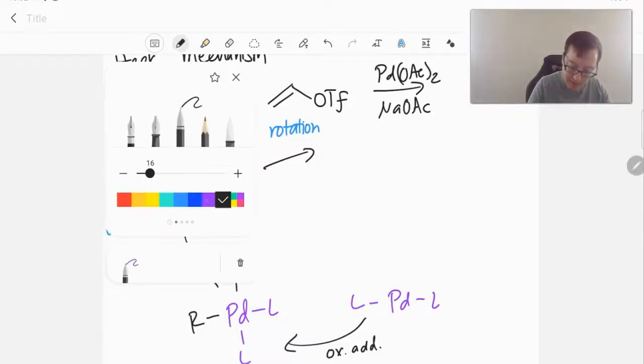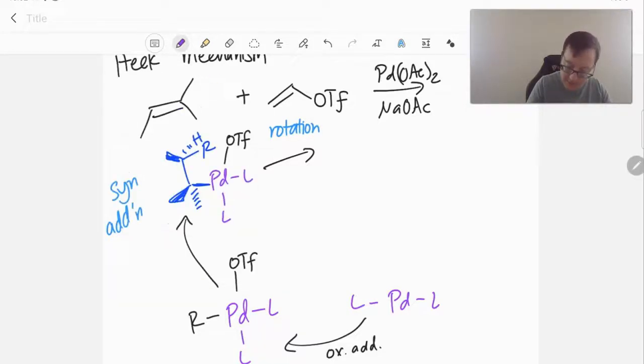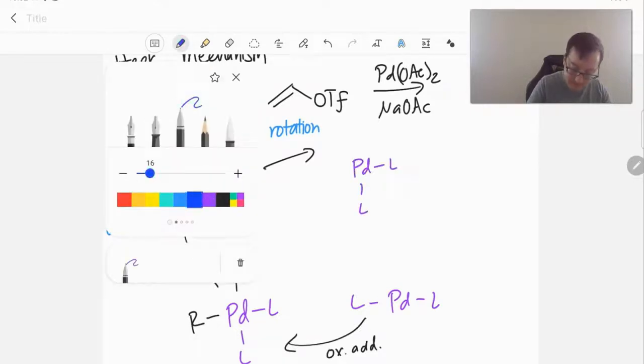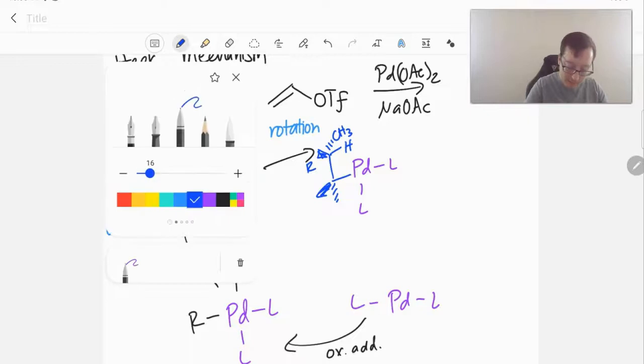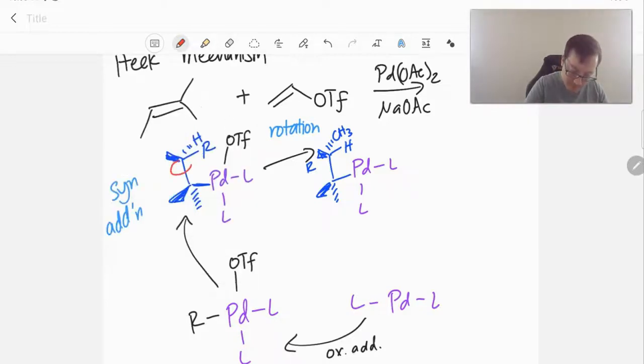So our palladium here, we'll copy that. This is the tricky part for this reaction. So we have our wedge and dash on that carbon. Once we rotate this again, we're going to have that hydrogen be in the same plane as the palladium. Our R group, therefore, will be moved to the wedge, and our methyl group will be now on the dash. So we've just rotated that back carbon.